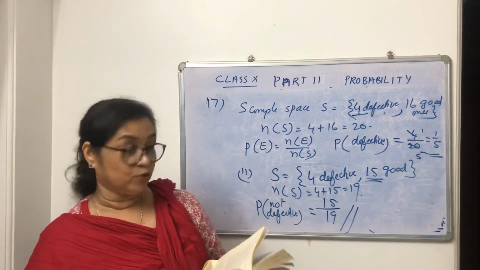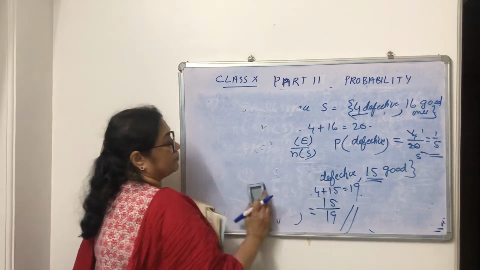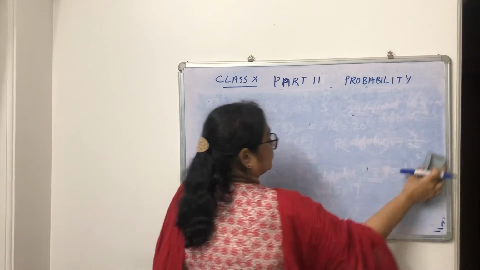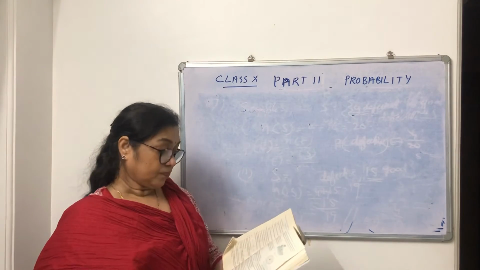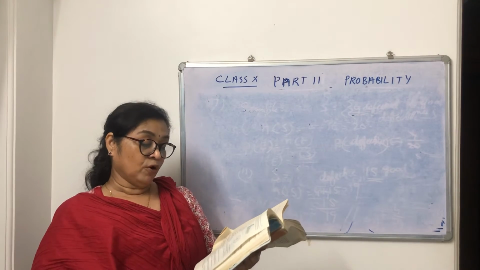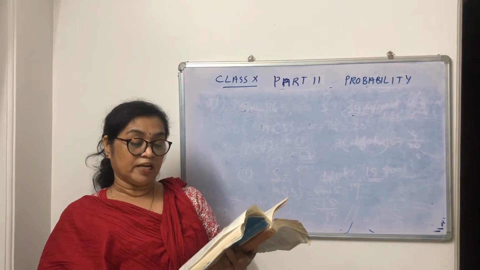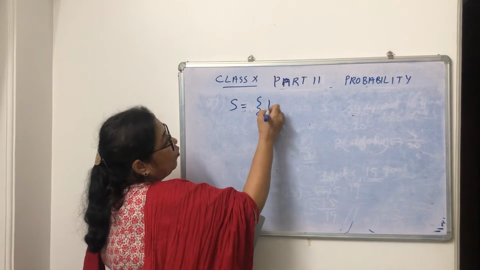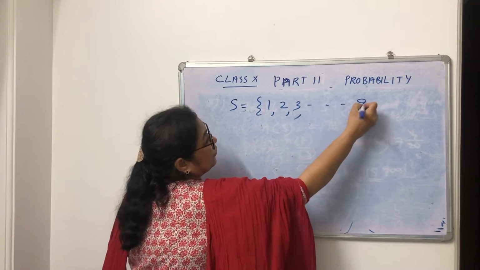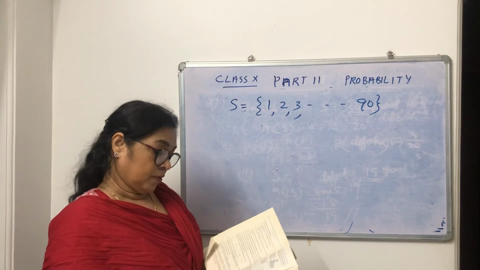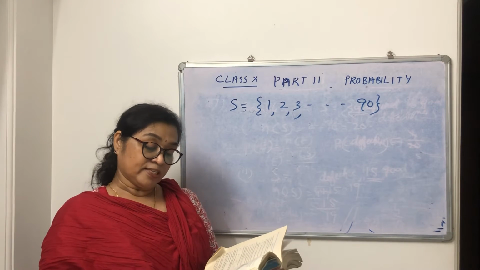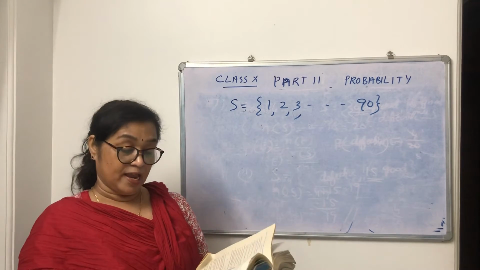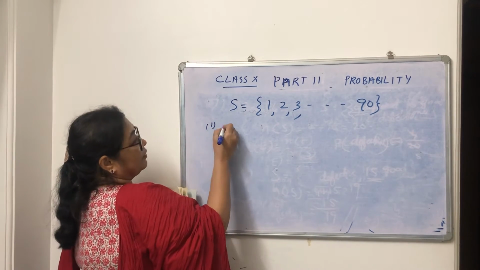Next one, 18th question. A box contains 90 discs which are numbered from 1 to 90. So the sample space is 1, 2, 3 up to 90. One disc is drawn at random from the box. Find the probability that it bears a 2-digit number.